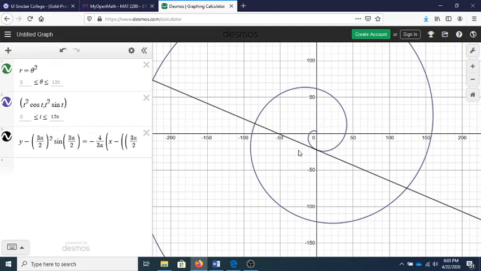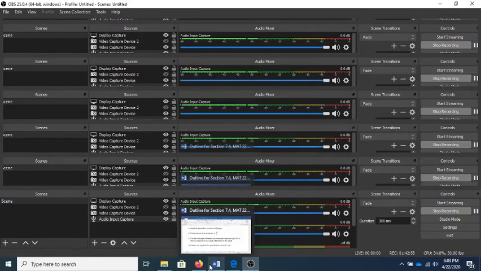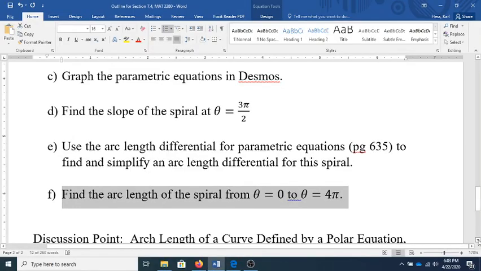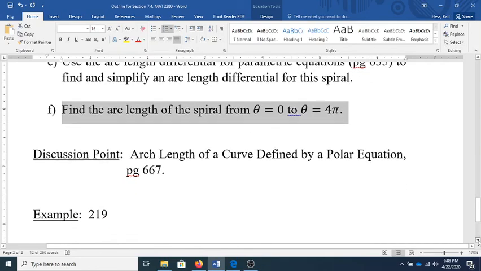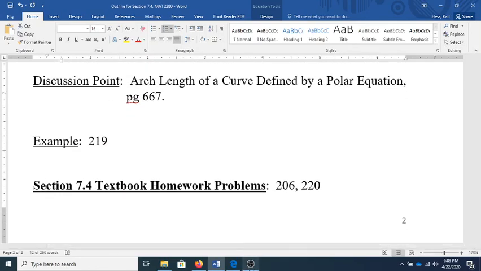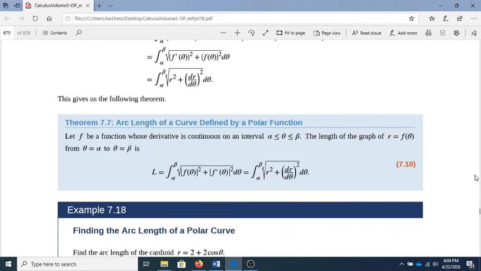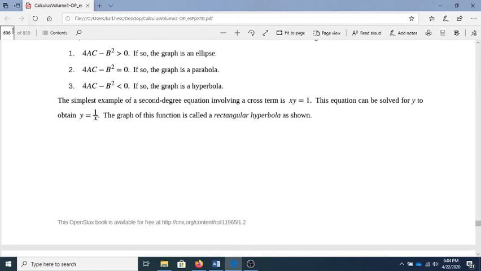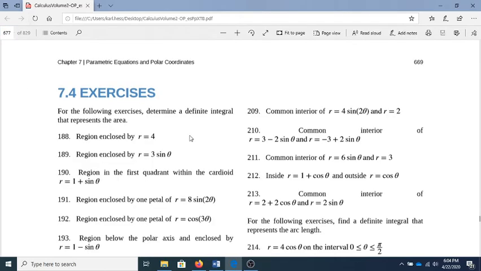All right, let's do one more like this. Let's do one out of the book as an arc length problem, just to go through top to bottom fairly quickly. How do we set up an arc length integral for polar coordinates? All right, so what's my last example here? Problem 219. Oops, I went too far. I want to go to like 677. Yeah, that's where it is.